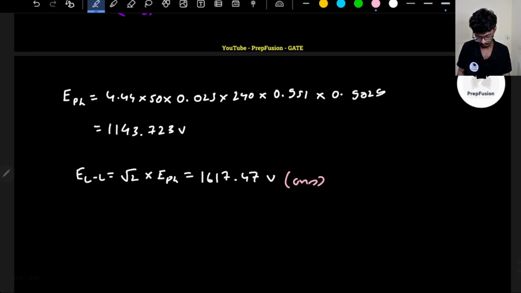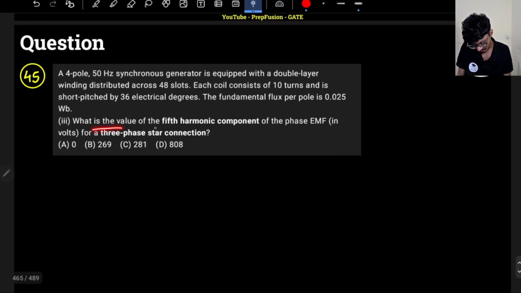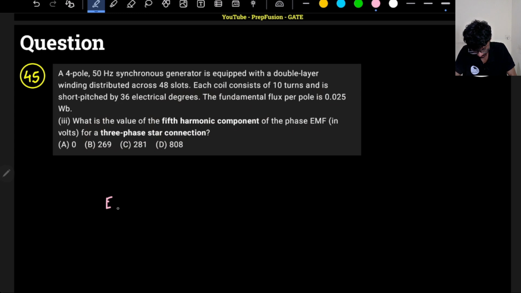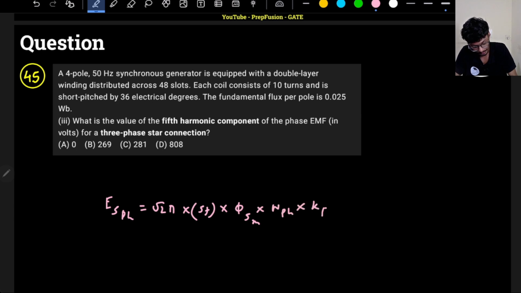Now if I move to the third part of this question, what happens? In the third part, they're asking what is the value of the fifth harmonic component of the phase EMF for the three-phase connection. Actually they have not given me the third harmonic component of the flux, so I have to choose. So what will be the fifth harmonic component of the phase voltage? It will be root 2 pi into 5f, because fifth harmonic will have frequency of 5f, into the peak flux of the fifth harmonic, that is 5m, into number of turns per phase into kp5 and kd5.